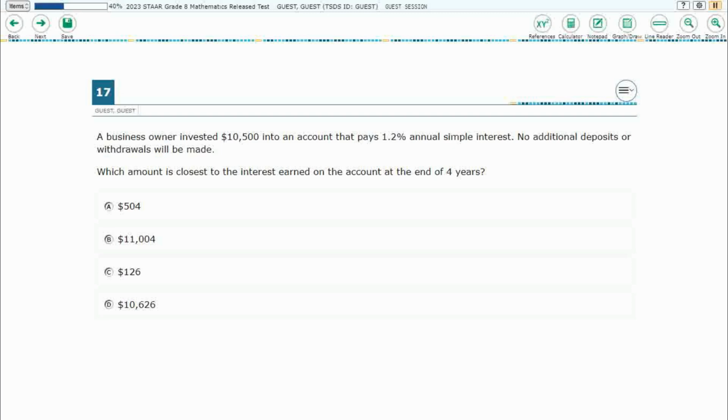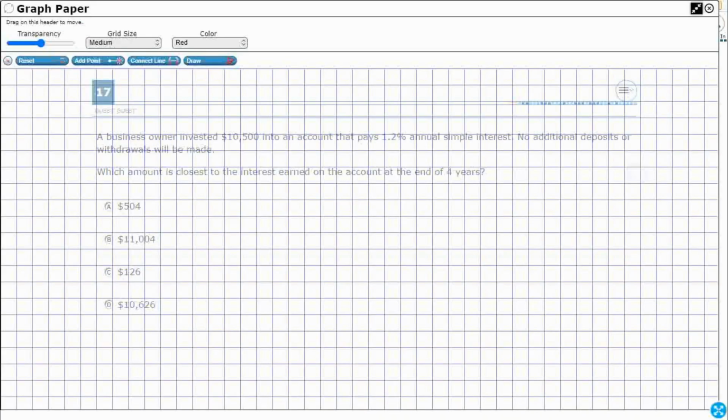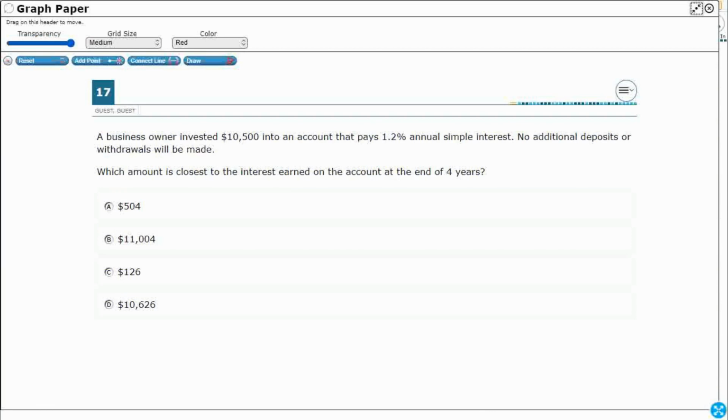So we have a business owner, and we are investing some money. We've got some interest that's being activated. It looks like annually, right? Accruing annually, and then no additional deposits or withdrawals. So we need to find the amount that is closest to the interest earned at the end of 4 years.